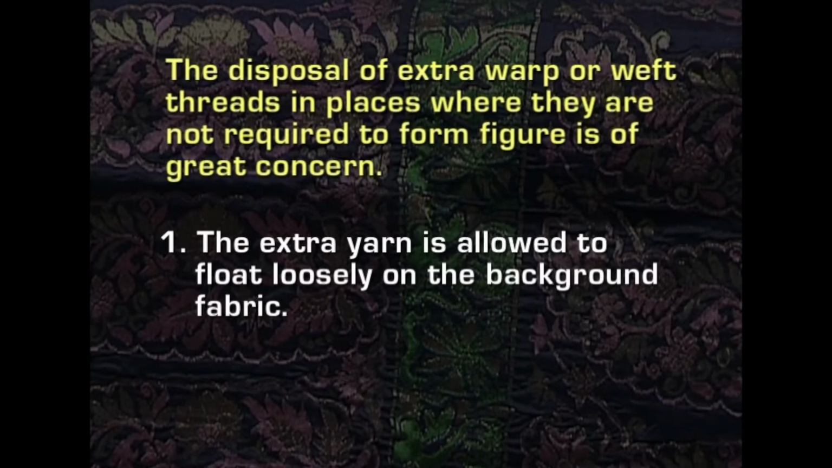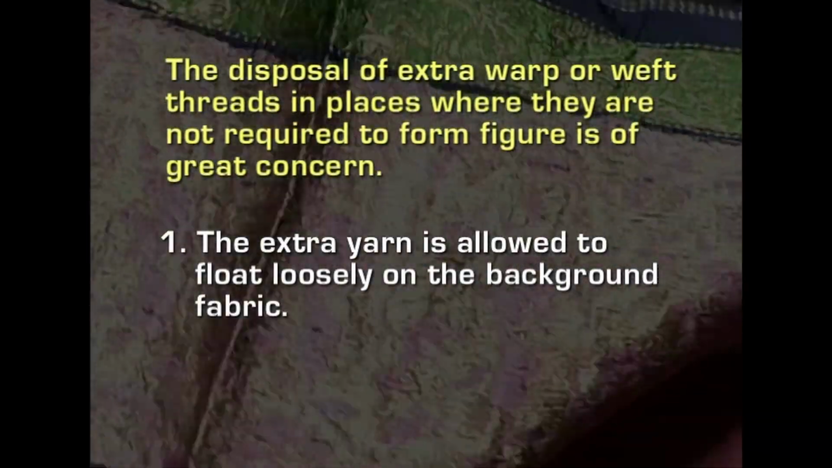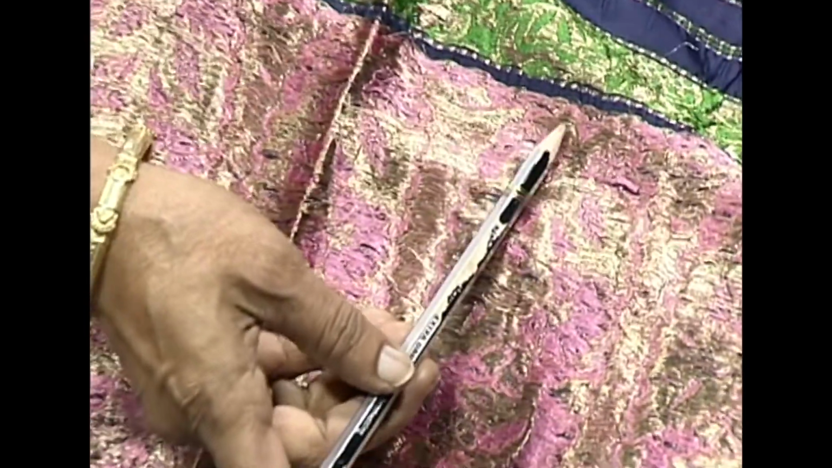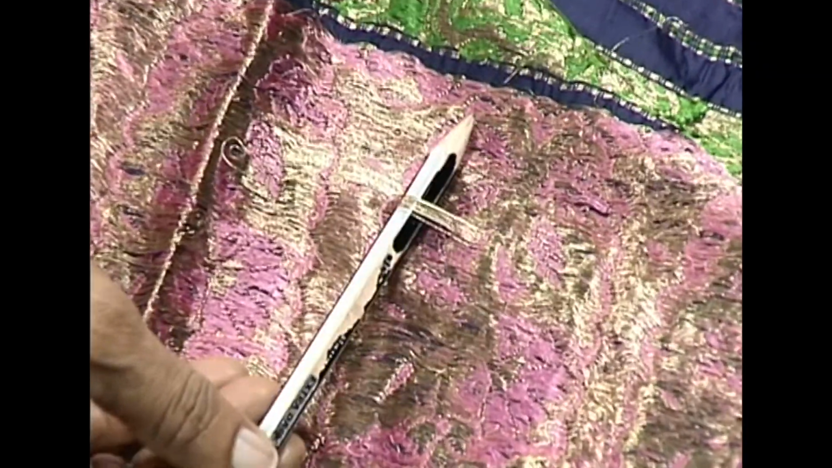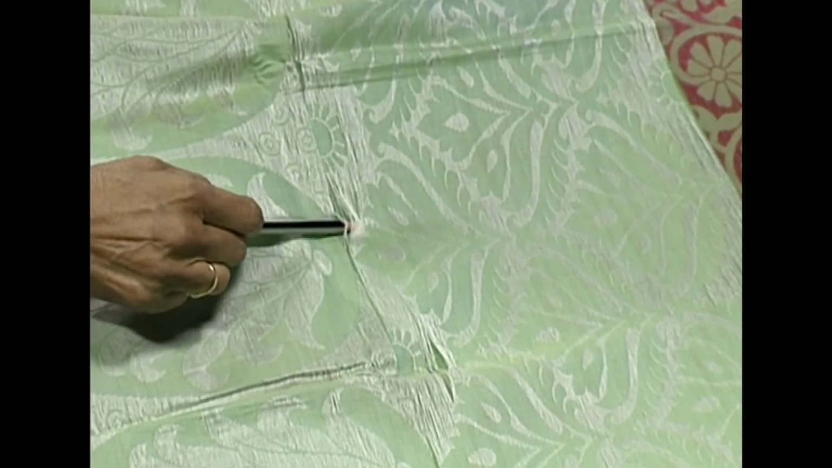There are different methods. One is that the extra yarn is allowed to float loosely on the background of the fabric. It is suitable for figures which are spaced very closely and having an opaque fabric, so that it is not seen on the right side of the fabric.